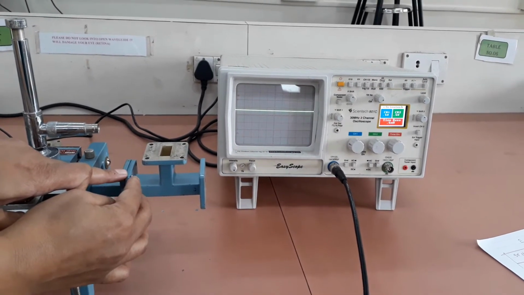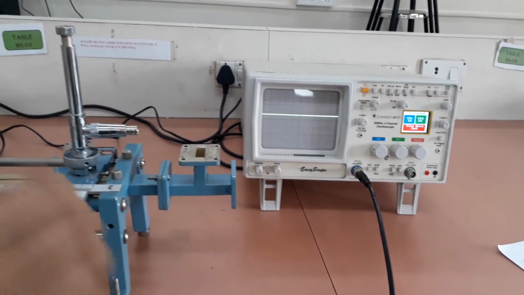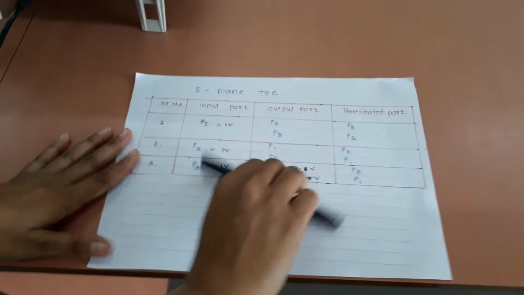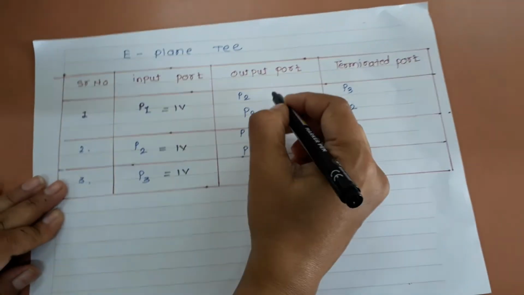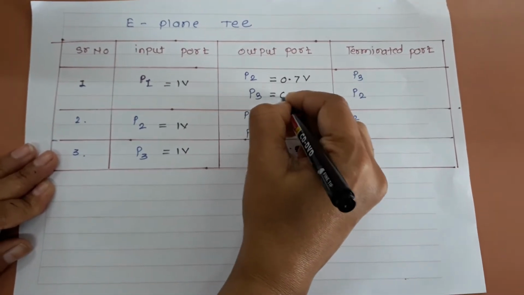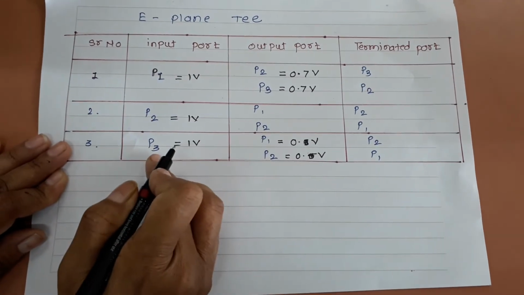And now let us talk about the H plane T. Now here, as we have taken the two readings, we will write down those two readings here. The input given is 1 volt to port number 1. At port number 2 we have observed 0.7 volts and at port number 3, 0.7 volts. Similarly, we will take the readings for port 2 and port 3.